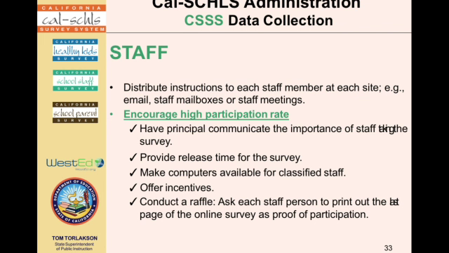So for the data collection part on the staff survey, a good strategy is to heavily communicate that the survey's out and it's ready for staff to begin completing. A couple examples: you can email, you can also put items in the staff mailboxes, and also hand out things at staff meetings. Really encourage a high participation rate. Have the principal communicate the importance of taking the staff survey. You could provide release time for staff to take the survey. Make computers available, so remove any technology barriers you may have. You can offer incentives and maybe even conduct a raffle, and each person's raffle ticket is the confirmation page that they completed the survey.